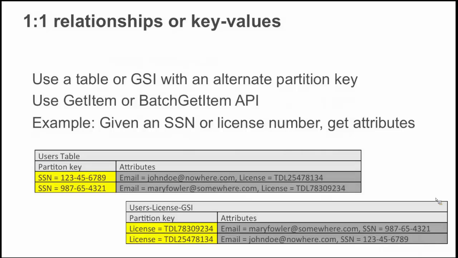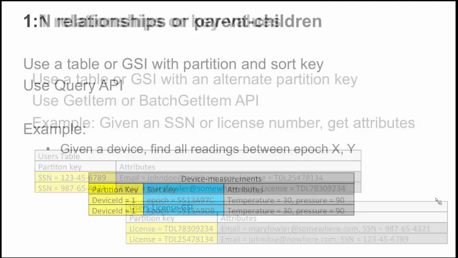We have a users table where every user has a social security number, and we have the various attributes associated to it. When you get your license might be one of those attributes. On the law enforcement side, they query the user license GSI, which has a different partition key, right? So you're just looking at a partition table, and you're looking at another partition key table. These are basically very simple structures to create that one-to-one type of relationship.